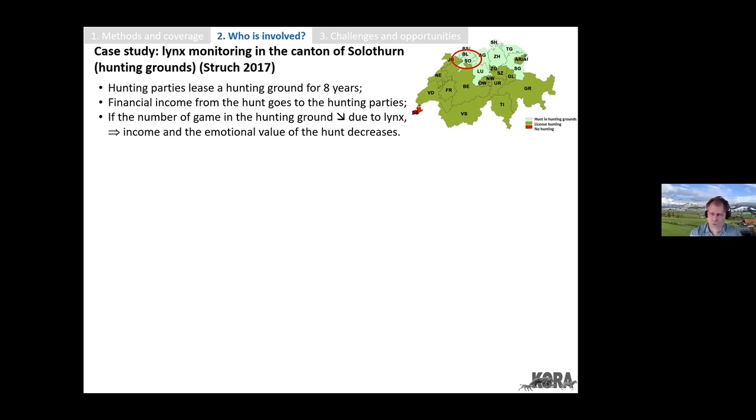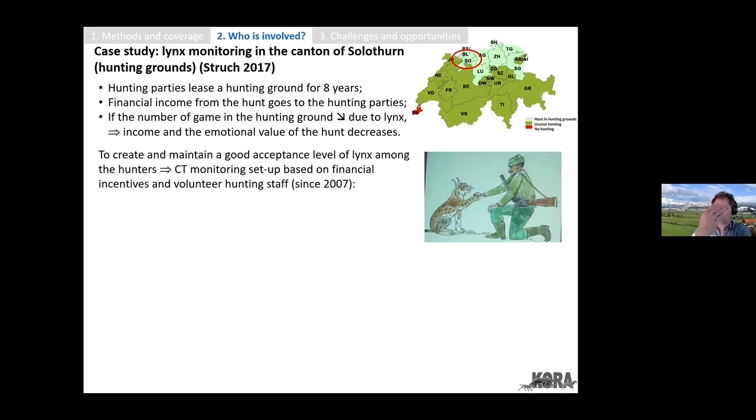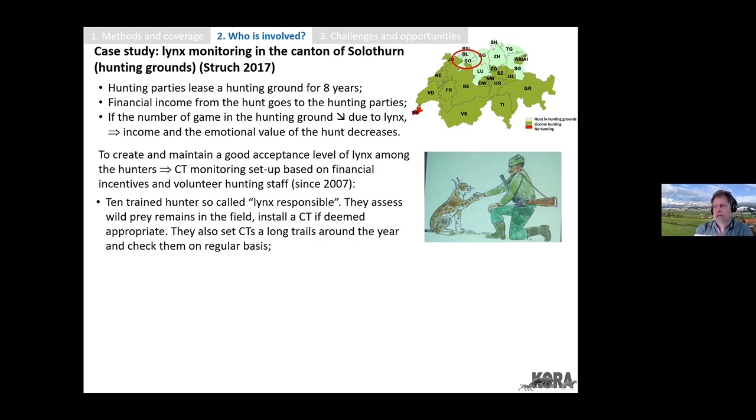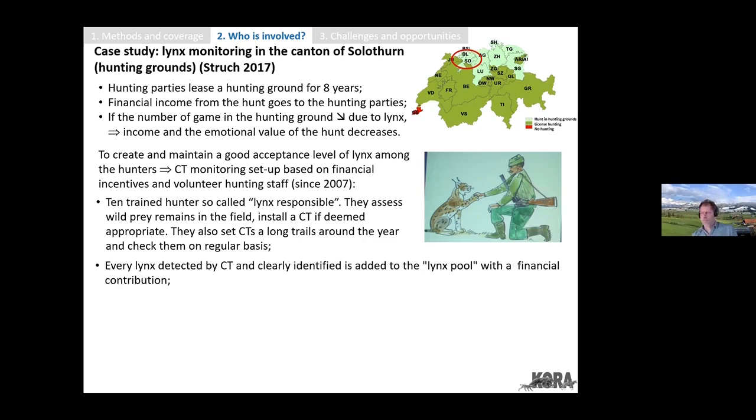So the local authorities, the canton of Solothurn, wanted to find a solution. The main goal was to create and maintain a good acceptance level of lynx among the hunters. The solution they suggested is a monitoring setup based on financial incentives and volunteer hunting staff. This system was established in 2007. There are 10 trained hunters, so-called lynx responsibles. For example, if colleagues find wild prey remains in the field, they are called and assess it there. If the kill is fresh enough, they will also install a camera trap. They also have camera traps set along trails all year, and they check them on a regular basis. Every lynx that is detected by a camera trap is then identified by us.